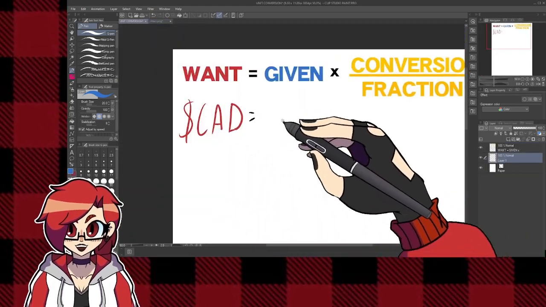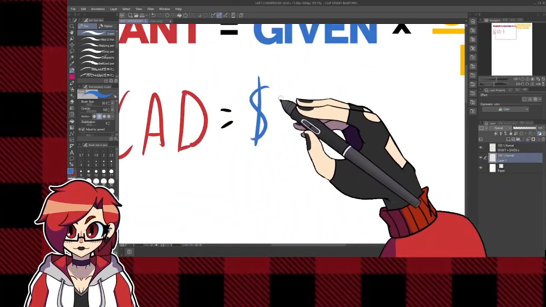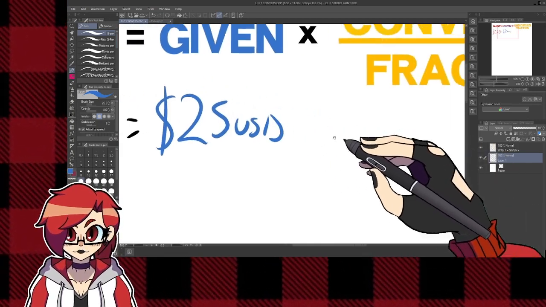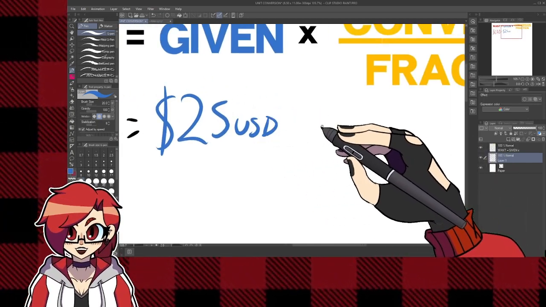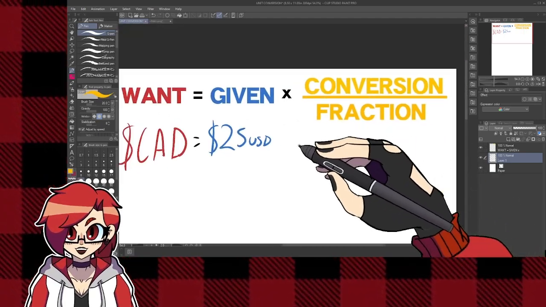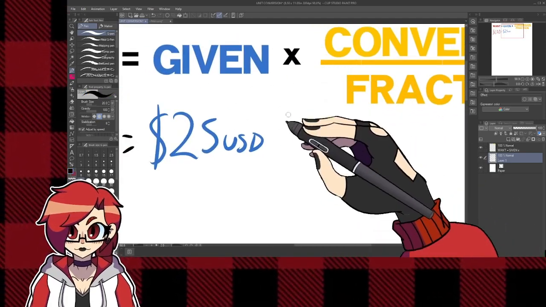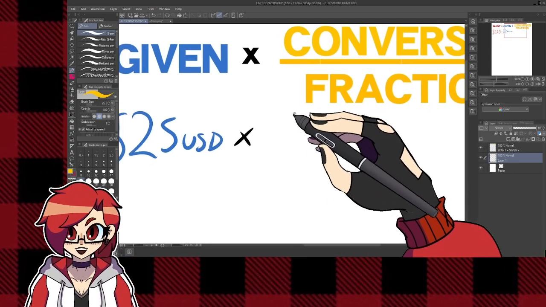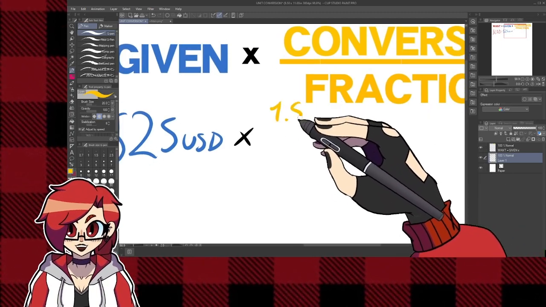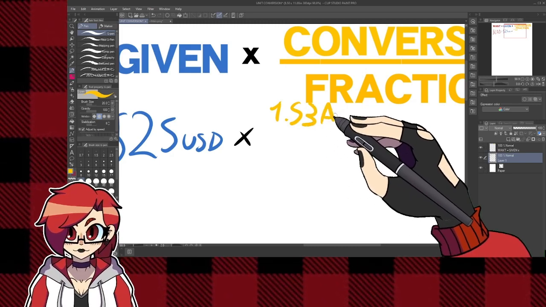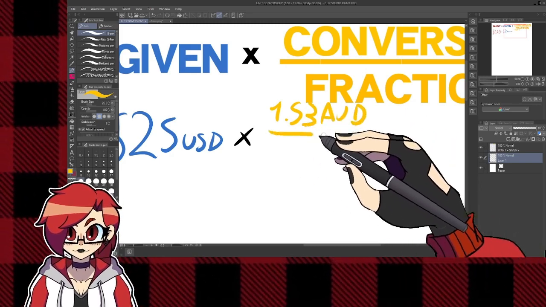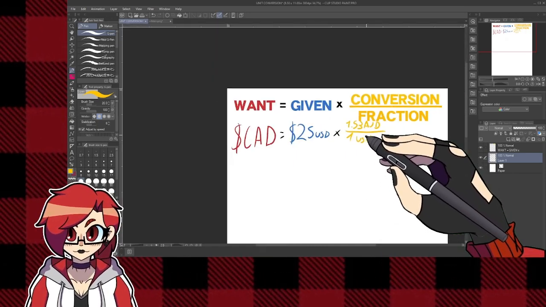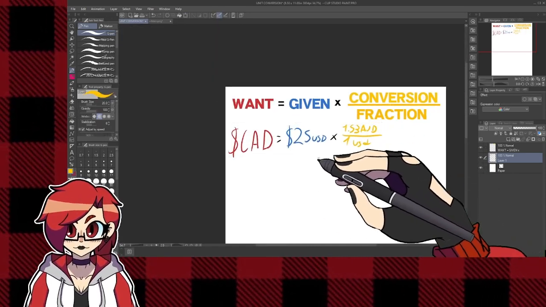So if we go back over here, we can plug in 25 USD, and then our conversion fraction is that number we came to earlier, which was 1.53 AUD over 1 USD. Just gonna move this down a bit.